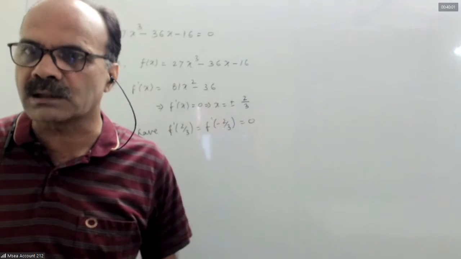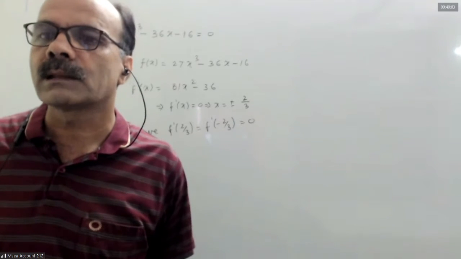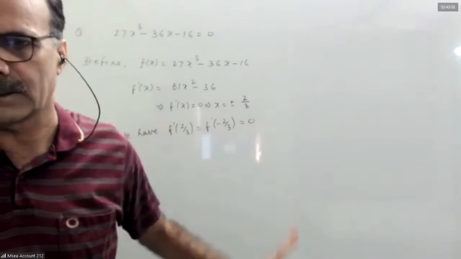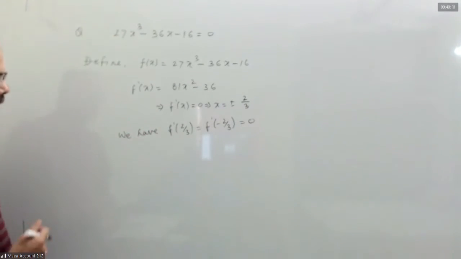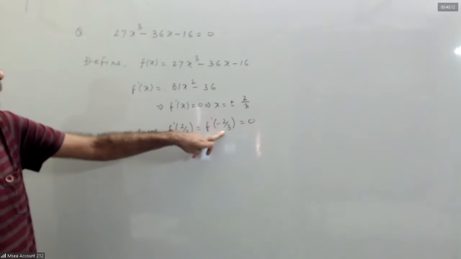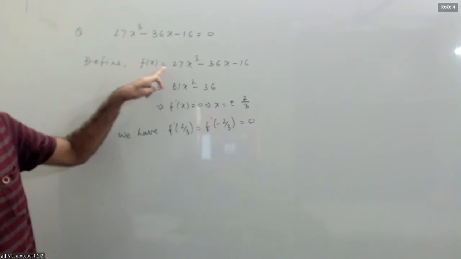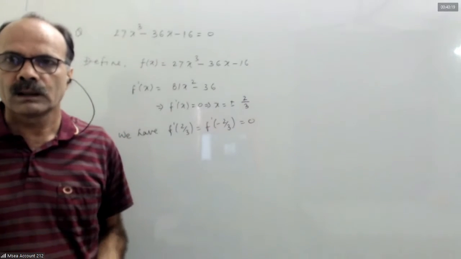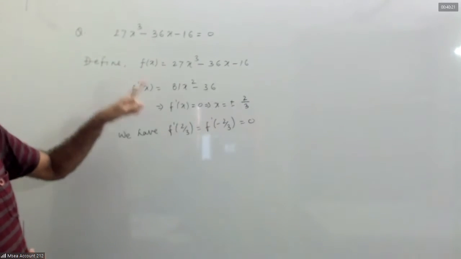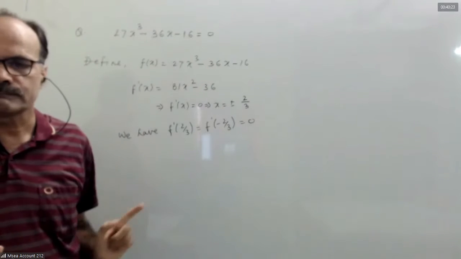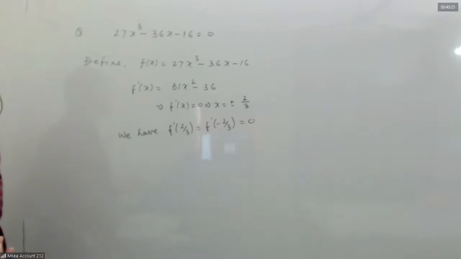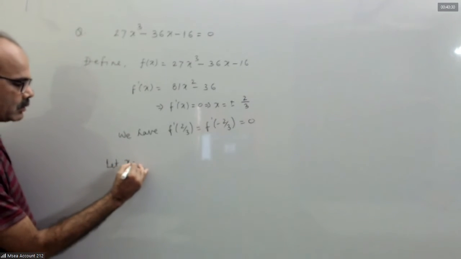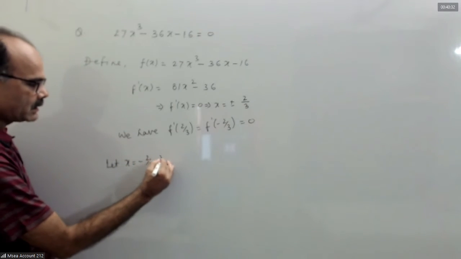Either 2 by 3 or minus 2 by 3 has to be the repeated root, but not both, because the degree is 3. So let's take them one by one. If minus 2 by 3 is a repeated root, then f of minus 2 by 3 should be 0. If 2 by 3 is a repeated root, then f of 2 by 3 has to be 0. So let us take x equal to minus 2 by 3 as a repeated root.